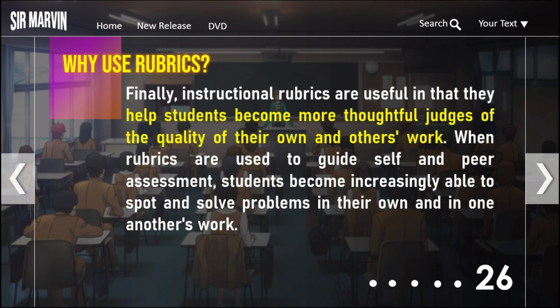And the last one, instructional rubrics are useful in that they help students become more thoughtful judges of the quality of their own and others' work. When rubrics are used to guide self and peer assessment, students become increasingly able to spot and solve problems in their own and in one another's work. Okay, so this is about self-assessment and peer assessment na. Okay, so pwede nilang i-assess and evaluate yung sarili nila at the same time, yung output, yung performance nung classmate nila, yung peer assessment na tinatawag natin.